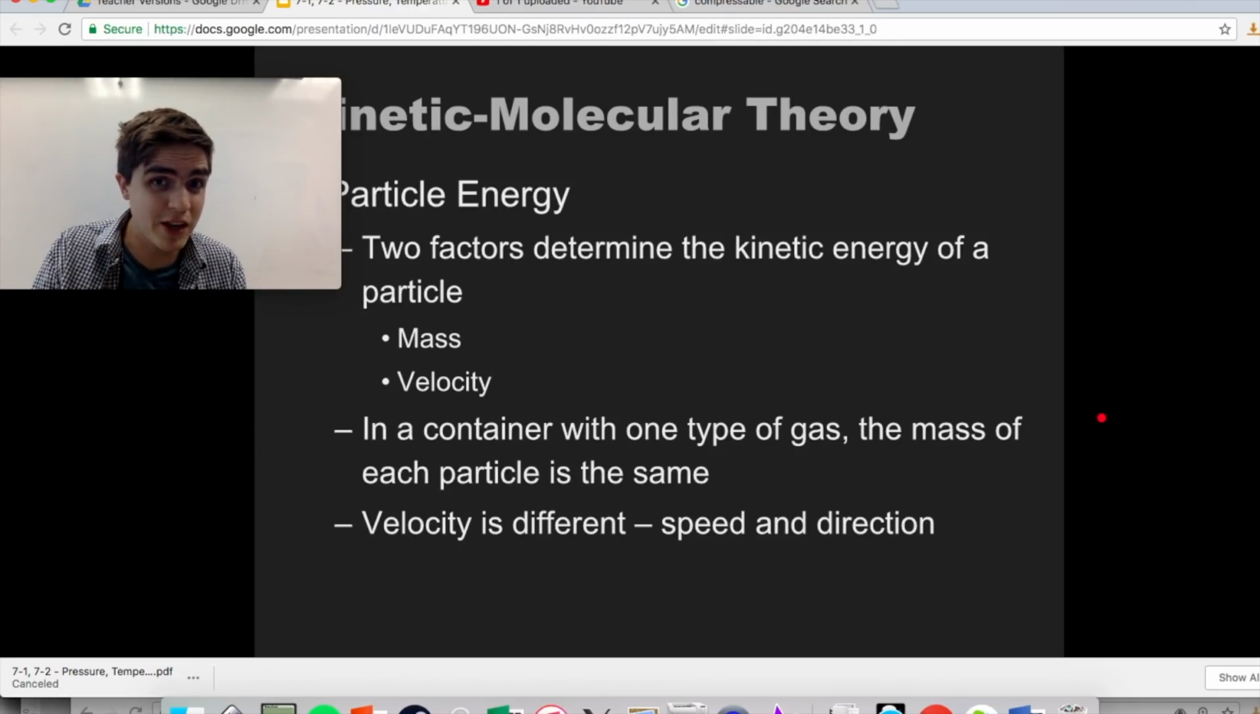And that's where kinetic molecular theory starts. So again, the kinetic energy is determined by mass. The kinetic energy is determined by velocity.